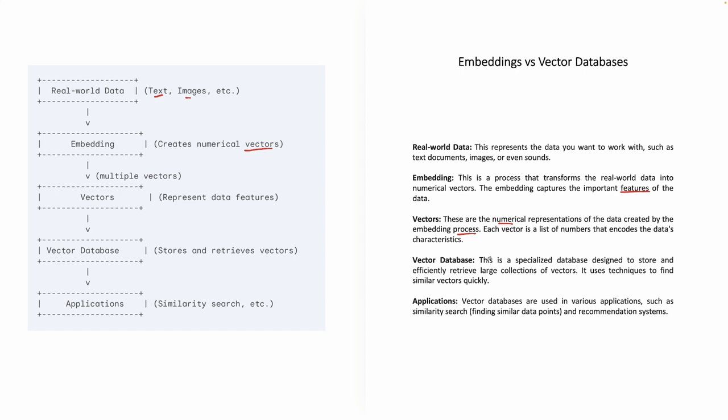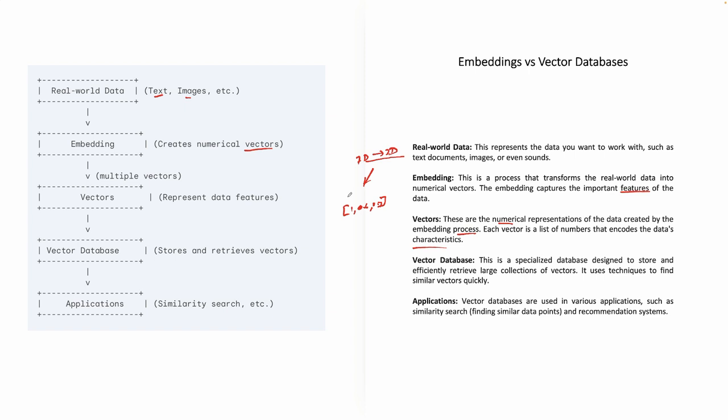And each vector is a list of numbers. So it's always an array of numbers, like this. Each vector is a list of numbers that encodes the data's characteristics. You might remember we went from 7D to 2D, and all we were getting were the features of that object. Now, once you have got the vectors, you have to store the vectors somewhere.